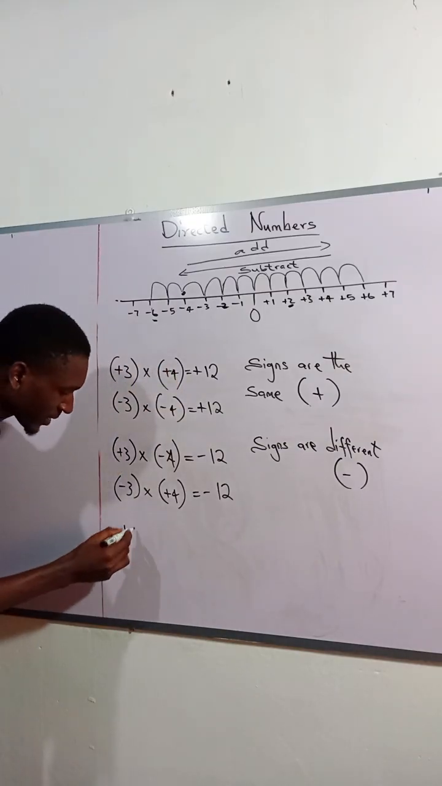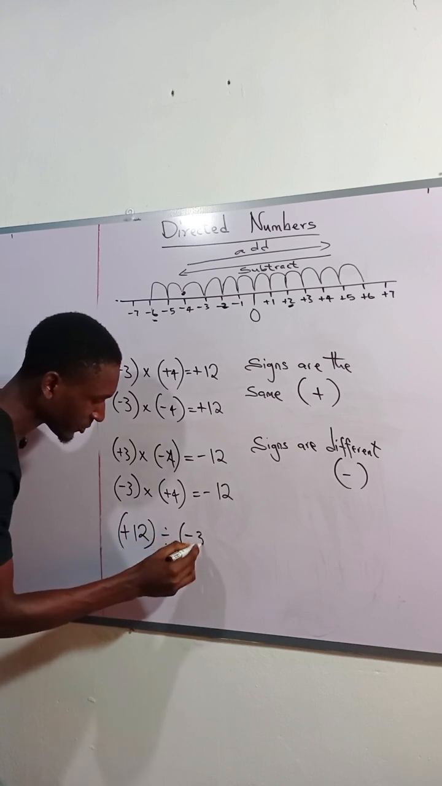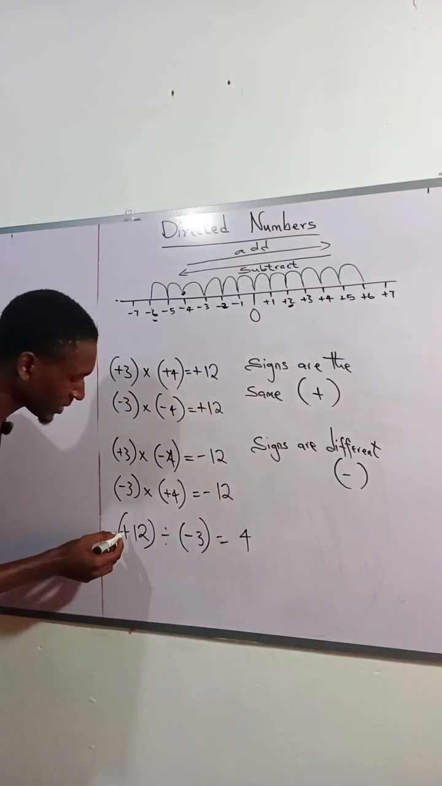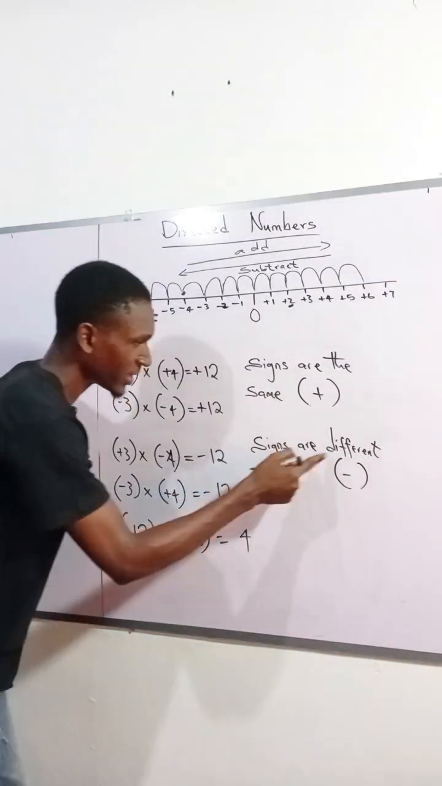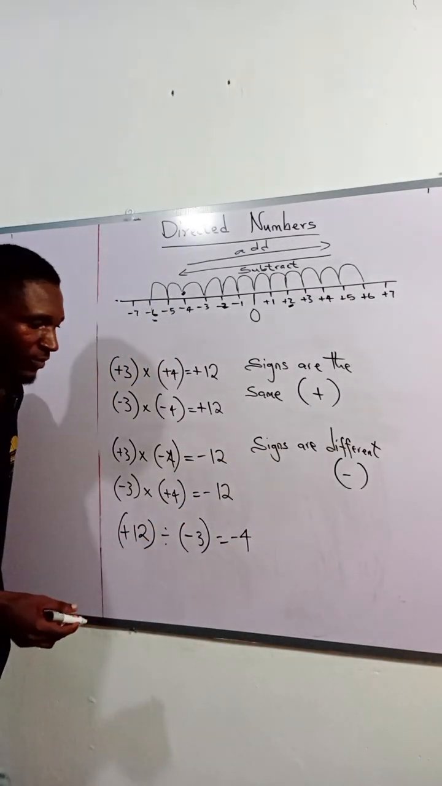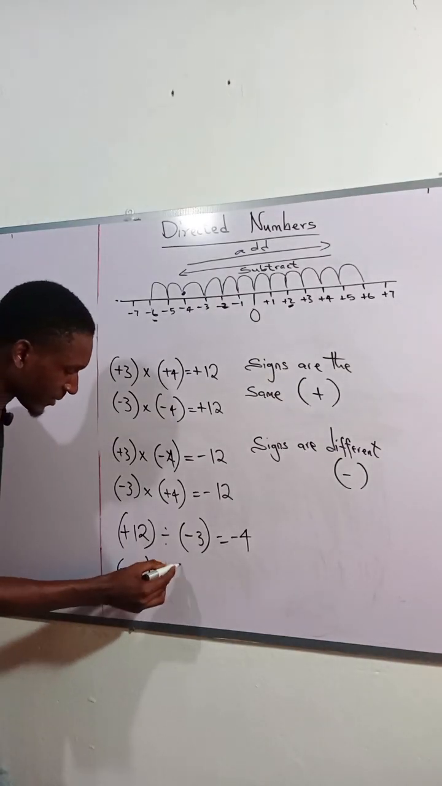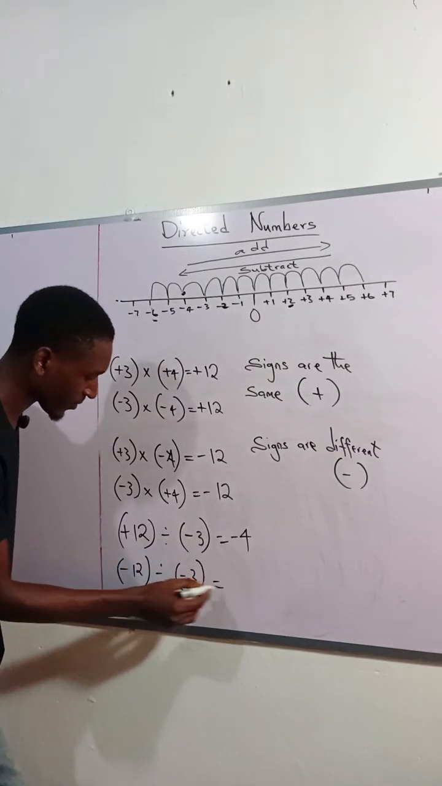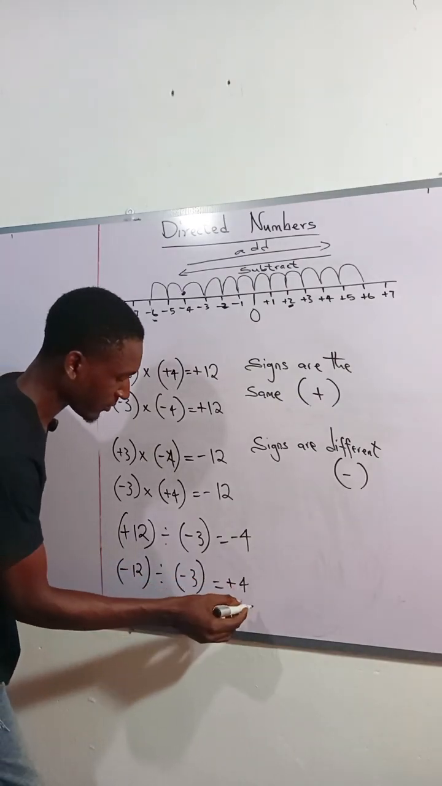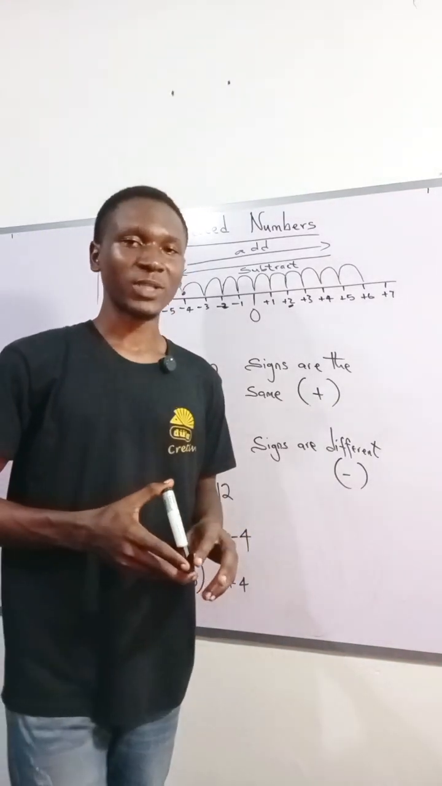If you have, let me say, positive 12 divided by negative 3, you do your normal 12 divided by 3, which is 4. But since it's positive and negative, the signs are different, therefore your answer will be negative. But if the signs are the same, let's say negative 12 divided by negative 3, the signs are the same here now. Since the signs are the same, you use positive 4. And yes, this is how you do multiplication and division of directed numbers.